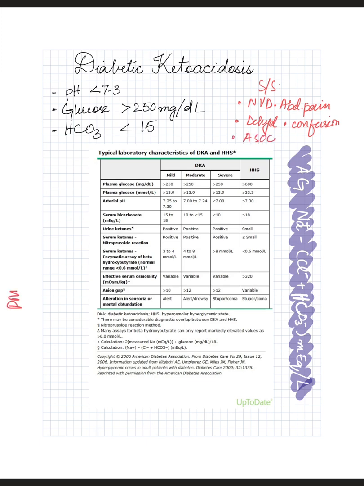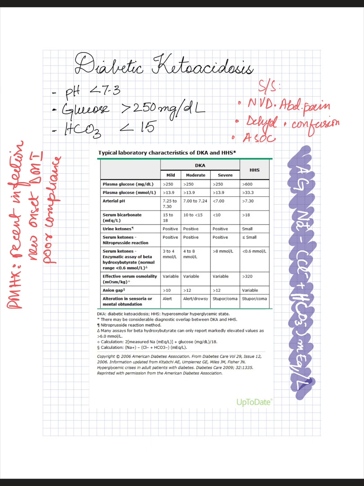There is usually a past medical history of recent infection or any other comorbidity. New onset diabetes. Patients usually do not even know that they have diabetes until they land in the emergency with diabetic ketoacidosis, and it is usually type 1. Or they could have poor compliance to medications if they are already diagnosed with diabetes.